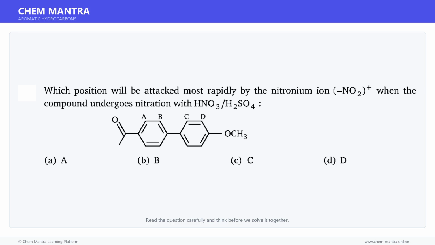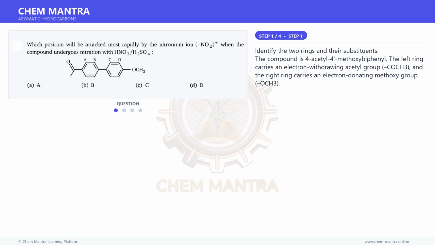Here is a question. Read it carefully and think about the answer. Let us solve it step by step. Let us begin solving this step by step. Identify the two rings and their substituents. The compound is 4-acetyl-4-methoxybiphenyl. The left ring carries an electron-withdrawing acetyl group, COCH3, and the right ring carries an electron-donating methoxy group, OCH3.